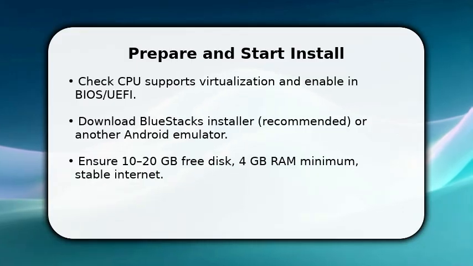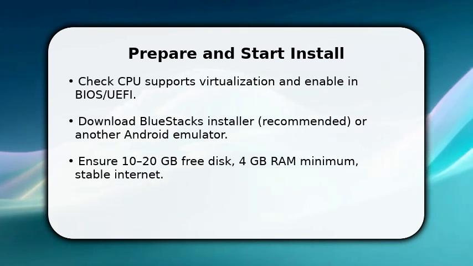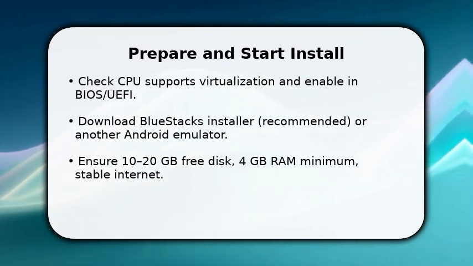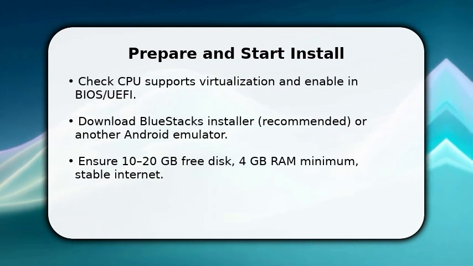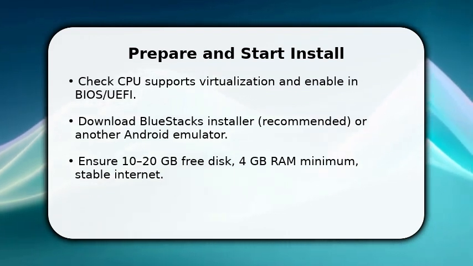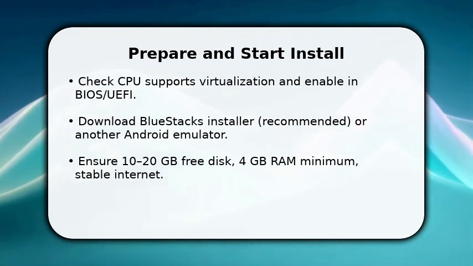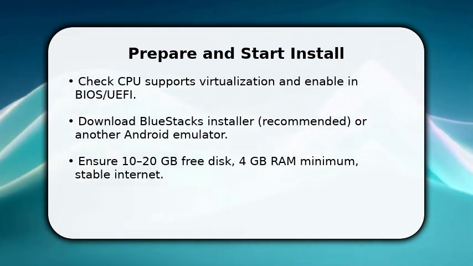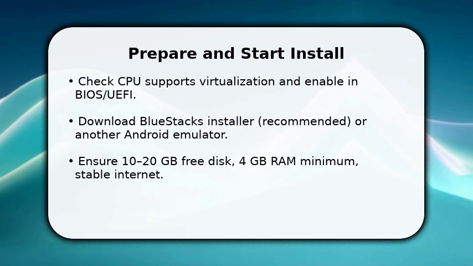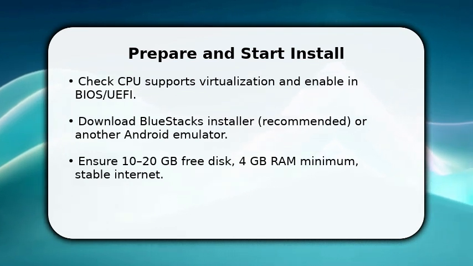You begin by enabling virtualization in your BIOS because emulators need direct CPU access. Once done, download the BlueStacks installer and run it. Make sure you have at least 4 GB of RAM and 10 to 20 GB of free disk space to avoid slow performance. While the installer downloads, close heavy apps so the setup can allocate resources.